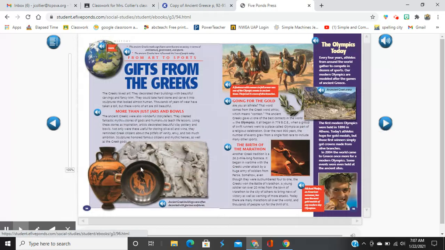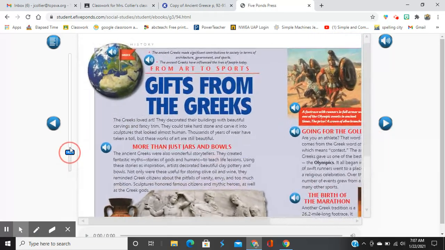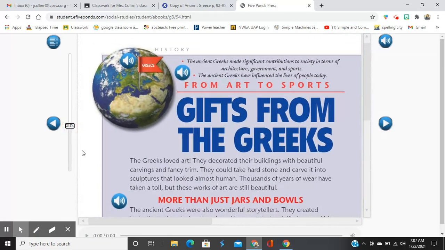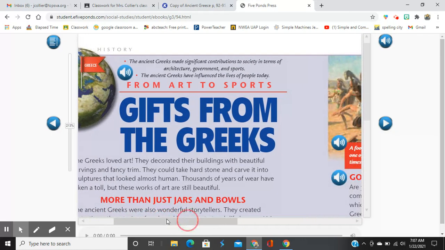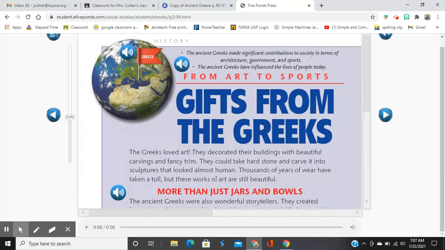I'm going to turn the page. I'm going to zoom back in. It says from art to sports, gifts from the Greeks. The Greeks loved art. They decorated their buildings with beautiful carvings and fancy trim. They could take hard stone and carve it into sculptures that looked almost human. Thousands of years of wear have taken a toll, but these works of art are still beautiful.